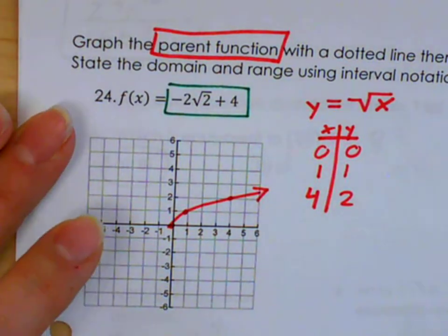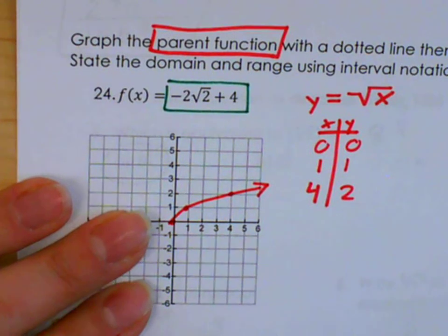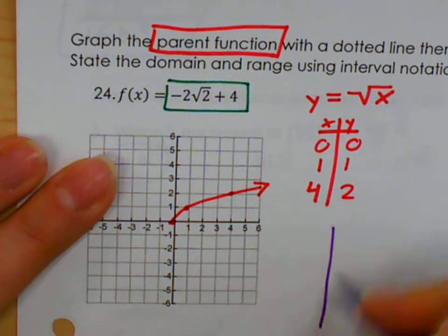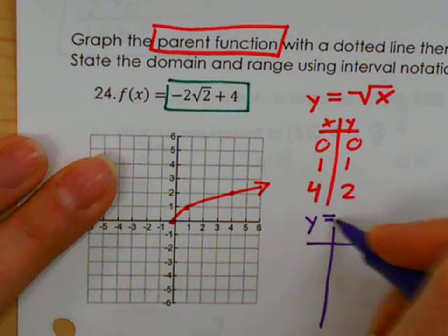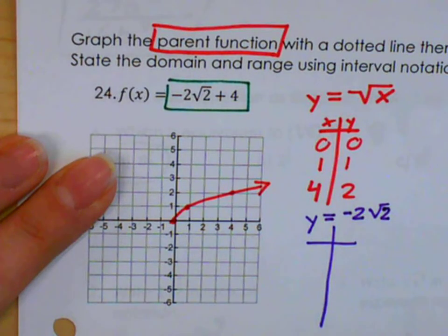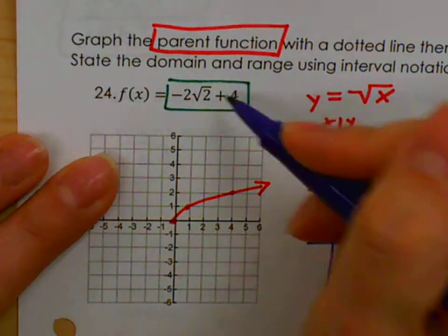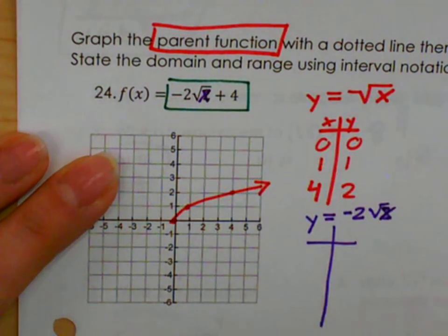But because of the reflection, when I move things, it's actually easier to do it as y equals -2 times the square root of x. And that probably should not be a 2 there. That should be an x. Okay.